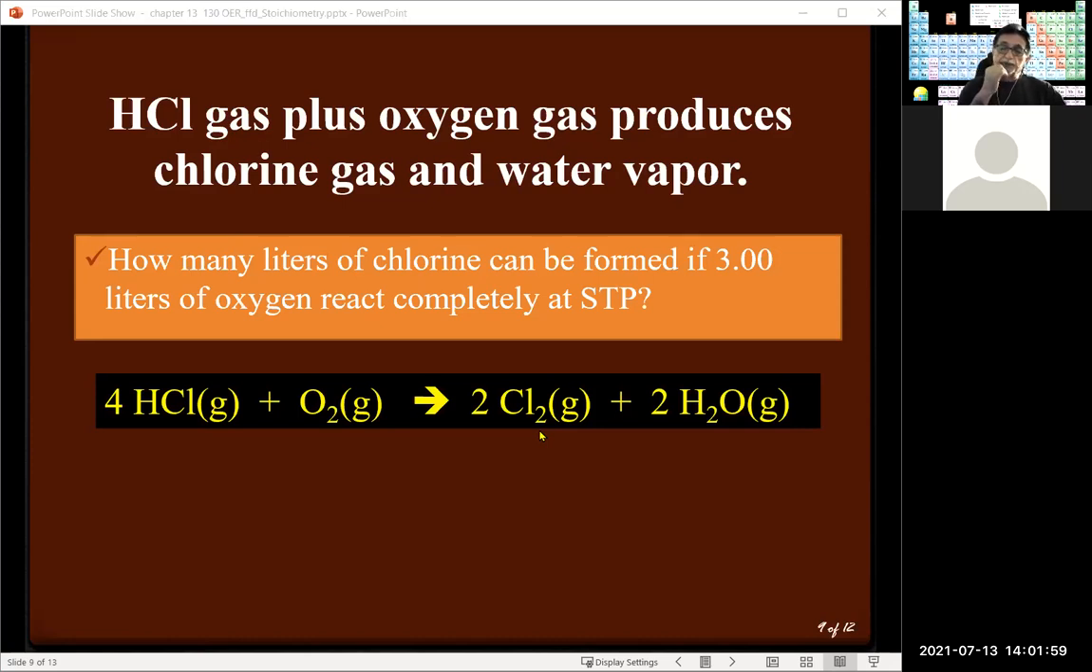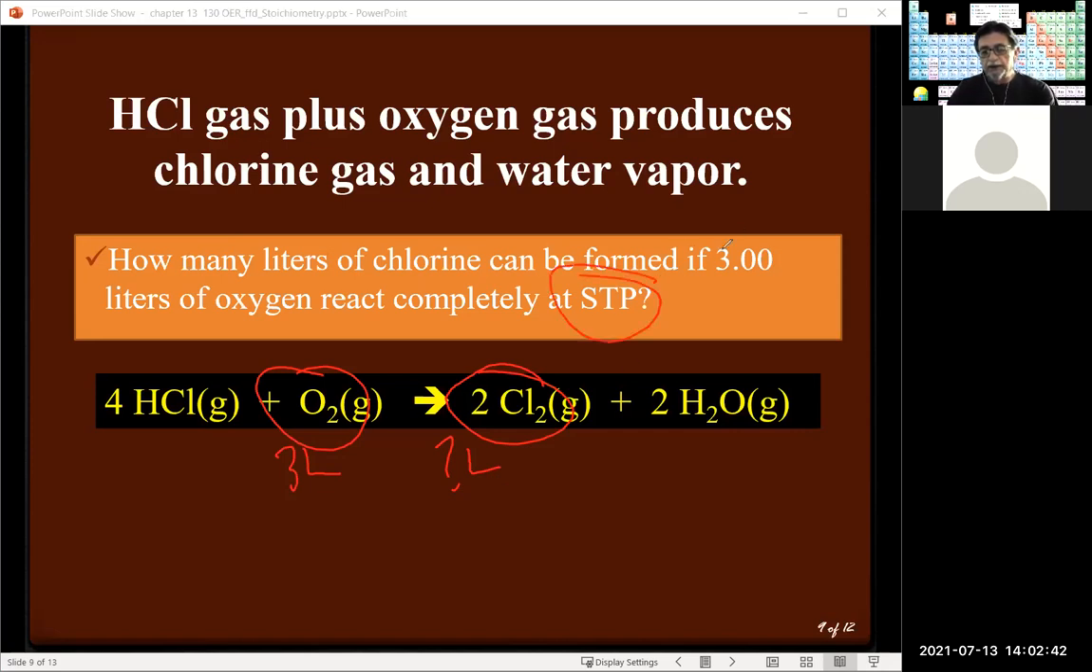In an aqueous system, HBr would be hydrobromic acid versus hydrogen bromide, which is the gas. So 4 HCl plus 1 oxygen gives us 2 chlorines and 2 waters. Okay. So I'll balance, everything looks correct. All right, so the question here is how many liters of chlorine can be formed if we start off with 3 liters of oxygen. 3 liters of oxygen, how many liters of chlorine can we create?